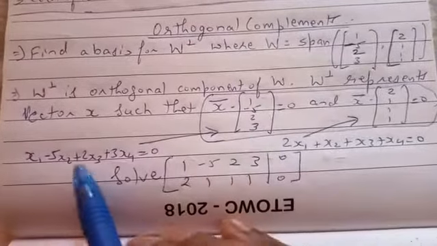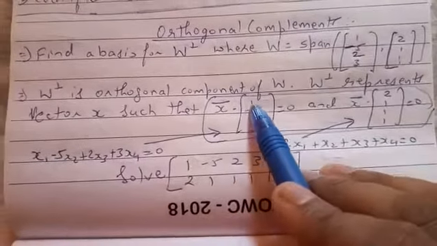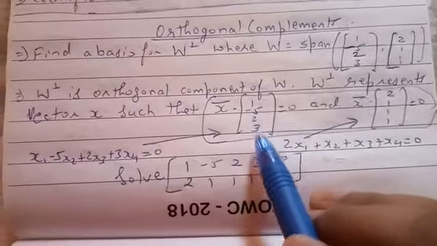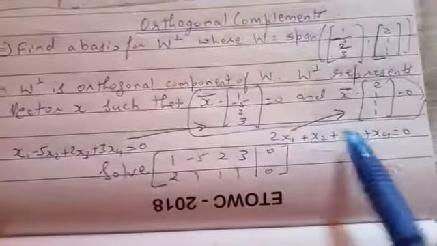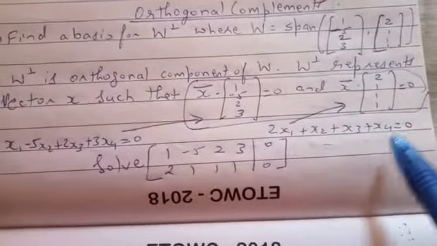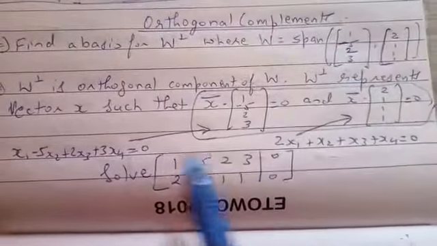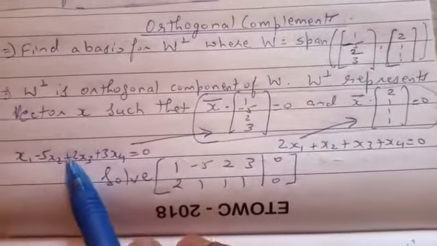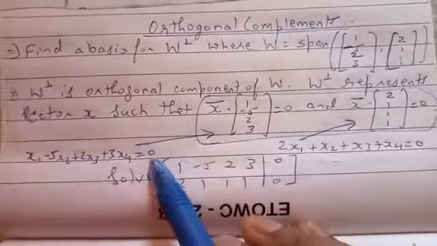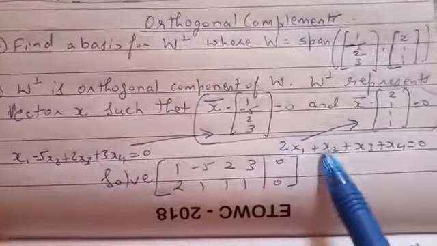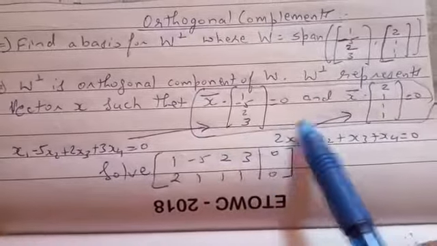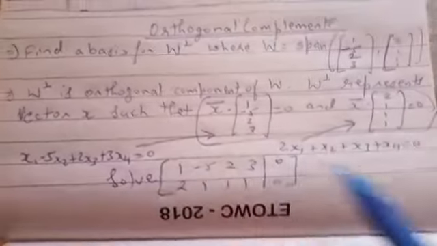So you have 1 into x1 minus 5x2 plus 2x3 plus 3x4 equal to 0, and similarly 2x1 plus x2 plus x3 plus x4 equal to 0. So now these two equations can be written in the form of a matrix. So you have 1, -5, 2, 3 and 0 in the first row, and 2, 1, 1, 1, 0 in the second row. So basically, to find the orthogonality, we need to solve this matrix, right? So let's see how we can solve this matrix.